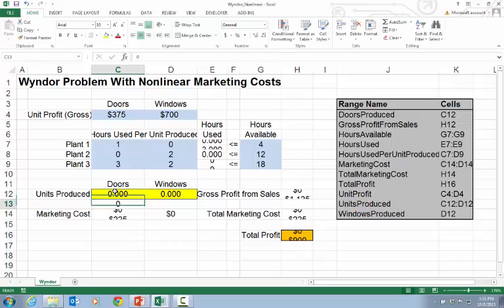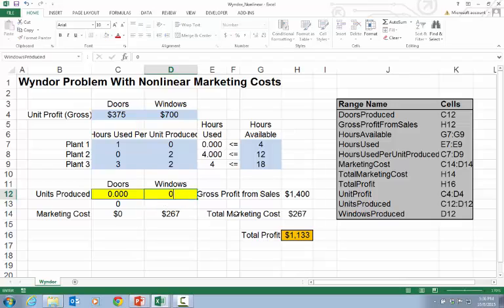Nevertheless, we've got the model set up. The same kind of relationship would happen for windows as well. The first one is $633. The second one would be $500 basically, as we go from $633 up to $1133. So again, it too is exhibiting that decreasing marginal profit.